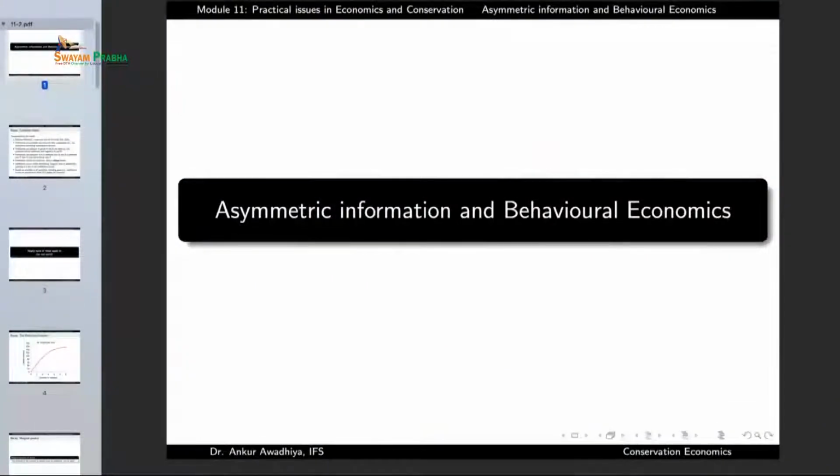Namaste. We carry forward our discussion on the practical issues in economics and conservation. And in this lecture, we shall have a look at asymmetric information and behavioral economics. Now, when we talk about behavioral economics, it is prudent to recap what we have seen so far.